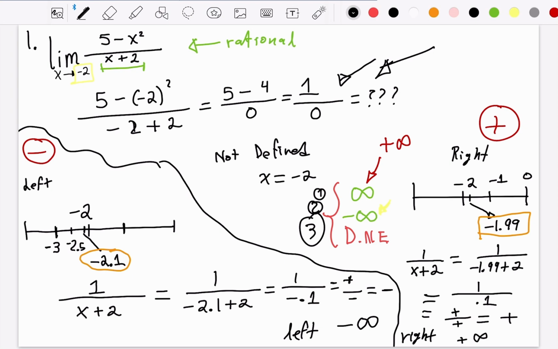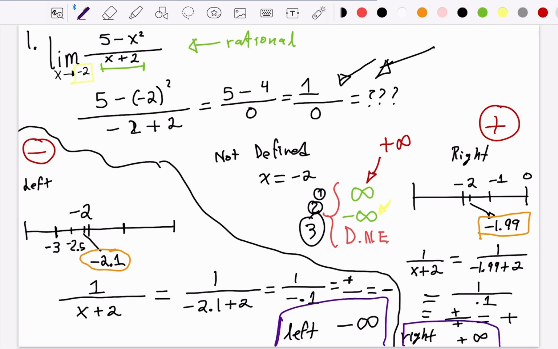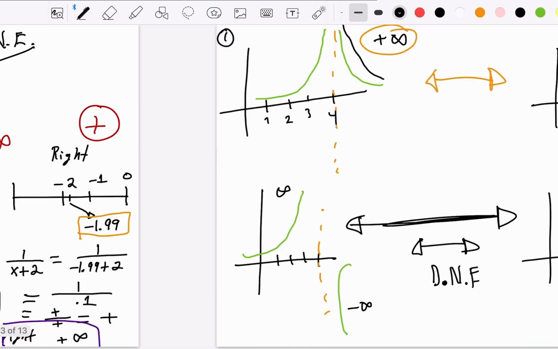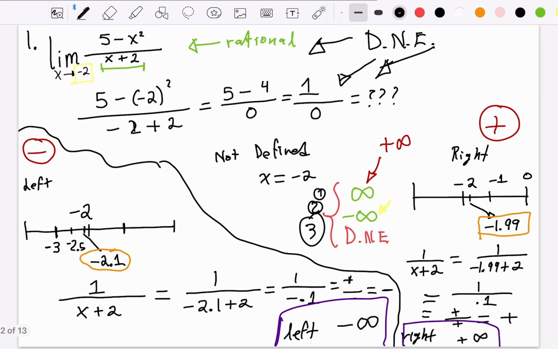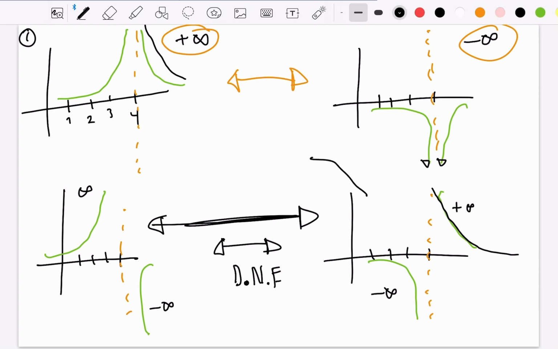Positive infinity. You see here, we have from the left negative infinity, but from the right positive infinity. What this means is that this limit here does not exist. We're falling in a situation like the one here, you see? From the left, I am approaching negative infinity, and from the right, I'm approaching positive infinity. Because I'm approaching different points from both sides, I say that this limit does not exist.